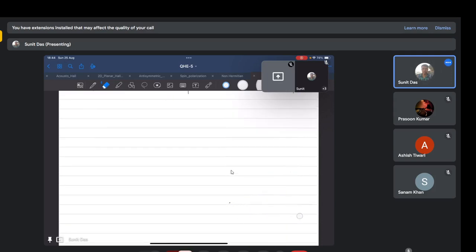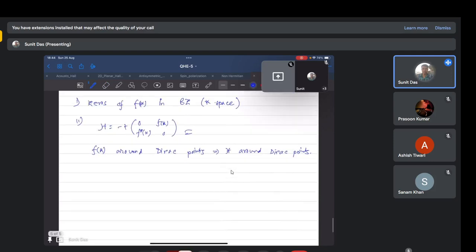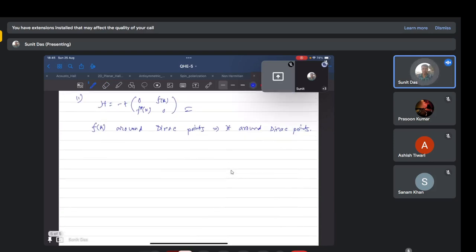Okay, so we need to expand f(k) around the Dirac points, which will give me the Hamiltonian around the Dirac points. So f(k) we will simply expand using a Taylor expansion. So del f, Taylor expansion, and we will also apply the partial. So this is one of the Dirac points, let's say, and then kx minus kx d.